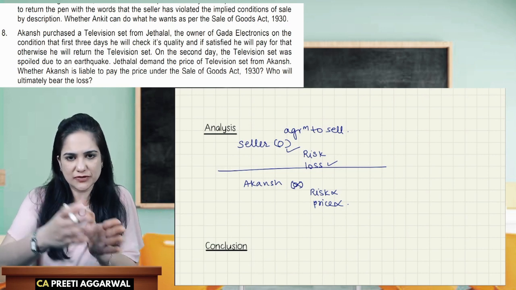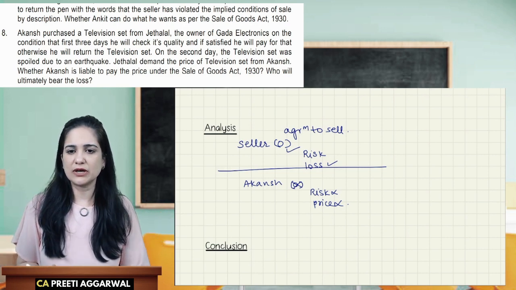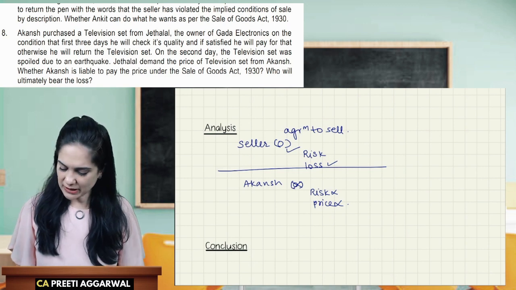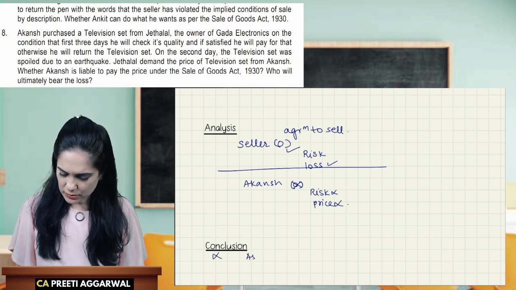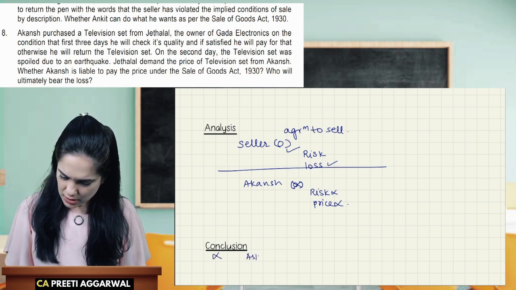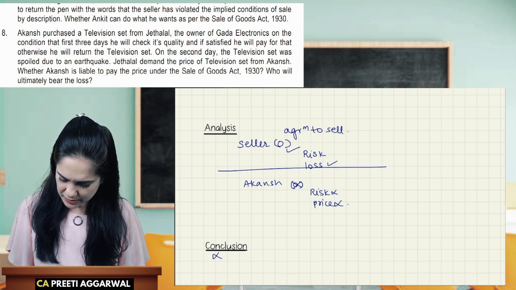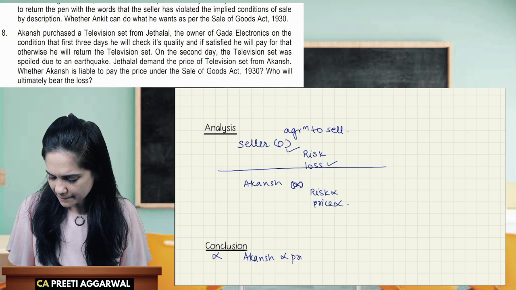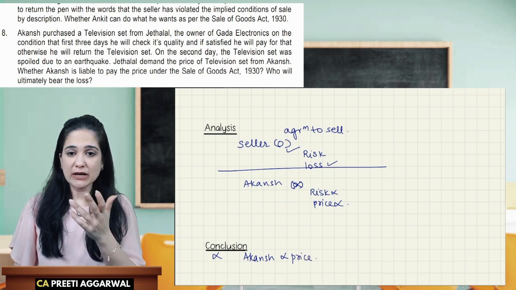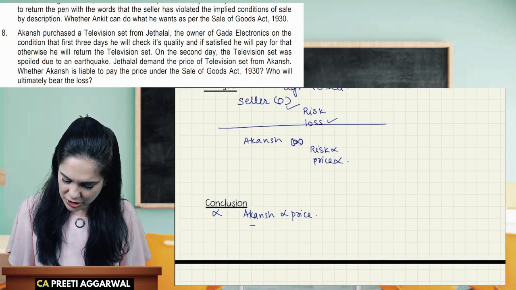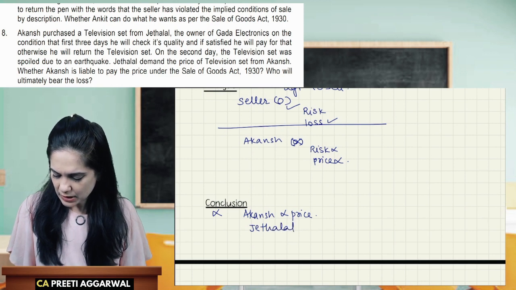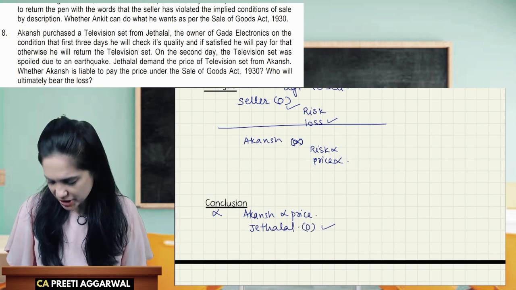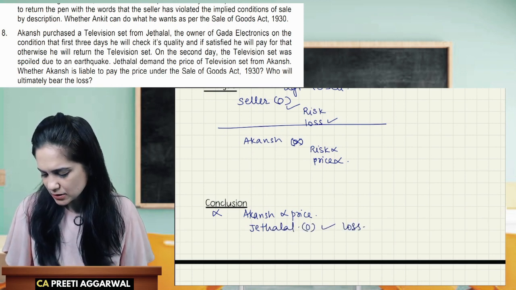Now let us answer the questions which they have asked over here. Whether Akash is liable to pay the price. So you will say no. Akash will not pay the price. Okay. Then who will ultimately bear the loss? You will say Jethalal is the owner and Jethalal will bear the loss.